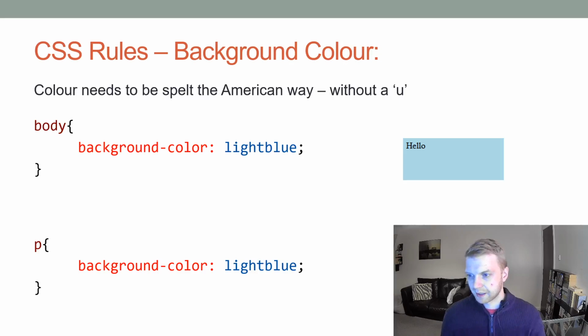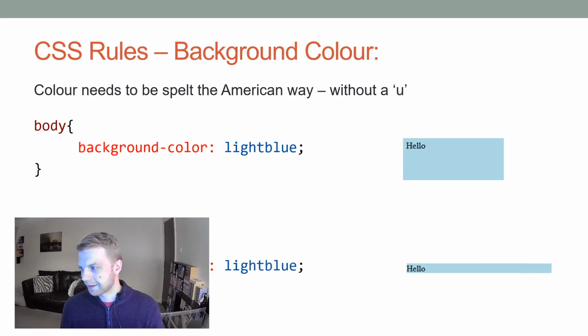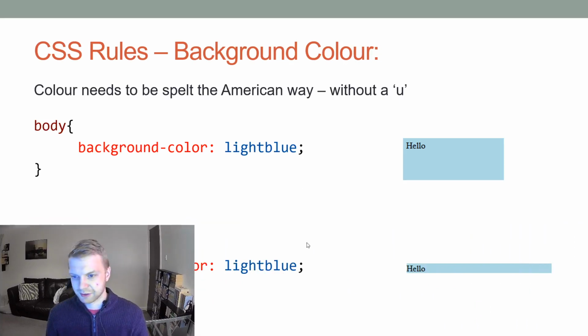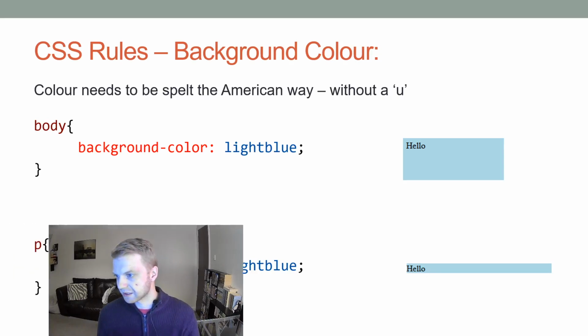Now I realise my head is in the way of what it's meant to do, so give me 2 seconds. That's what it's meant to look like. So if you did it as the body, the entire website is going to be light blue. But if you do it as a paragraph, just that bit of text will be light blue. This is quite useful if you wanted a big border, like for a heading of a website. You could put H1 and then go background color, whatever, and it'll look like a banner going across the top of your website. So bear that in mind.